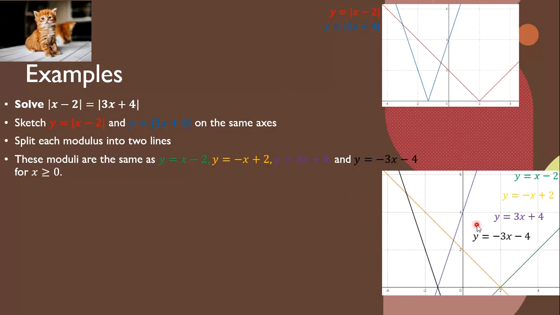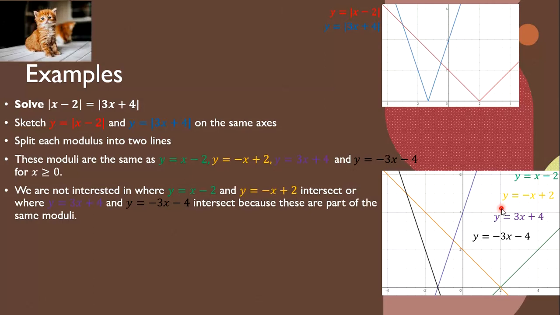Now, in the actual exam, I would draw the two moduli and label them. And then in pencil, I would label the line I'm using for them, so these lines. And I would put a dotted line in pencil at the end of it to show that the line would continue below that point.